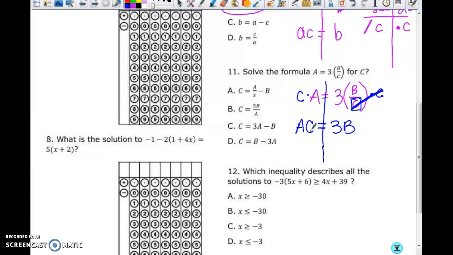Same thing. Now, we are solving for C. Wouldn't it be easier now over here that it's over here? Wouldn't it be a lot easier to just get rid of this A? To me, it would be, which is why we did this. So let's just get rid of the A. And how do we get rid of that A? We divide. So C is equal to 3B over A. Okay?